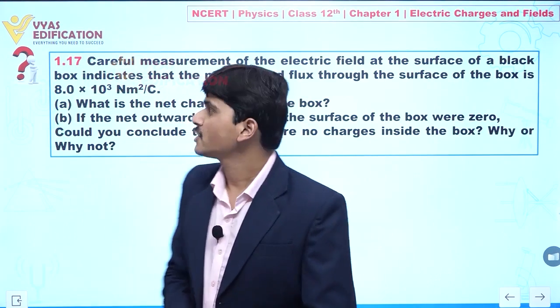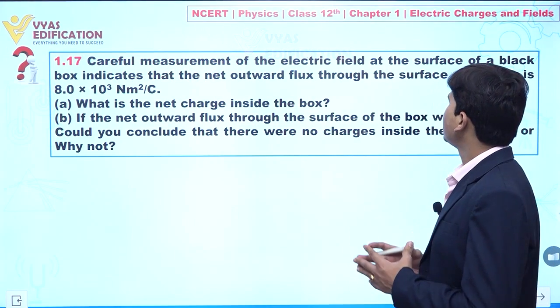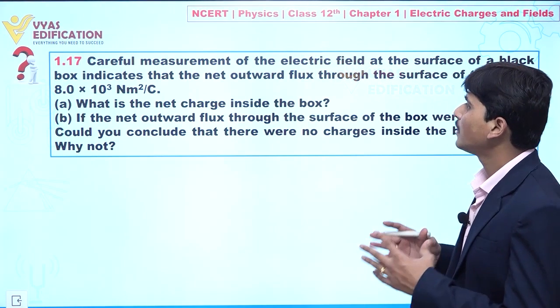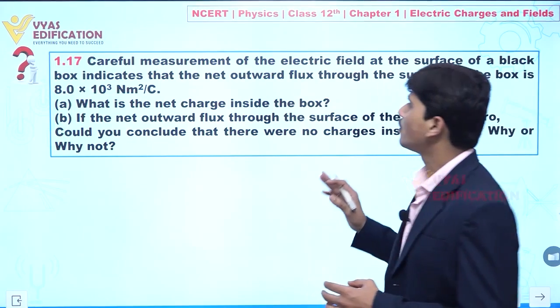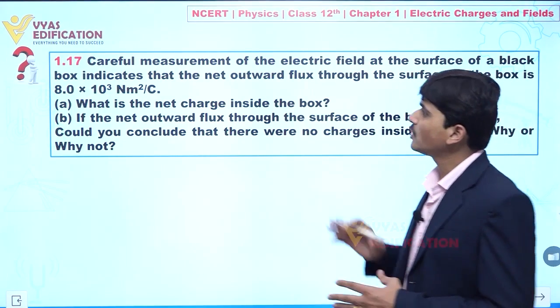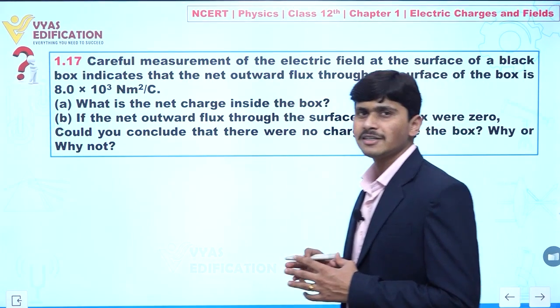Now we are going to discuss question number 1.17. Careful measurement of the electric field at the surface of a black box indicates that the net outward flux through the surface of the box is 8 into 10 to the power 3 Newton meter square per Coulomb. This is given to you. What is the net charge inside the box?